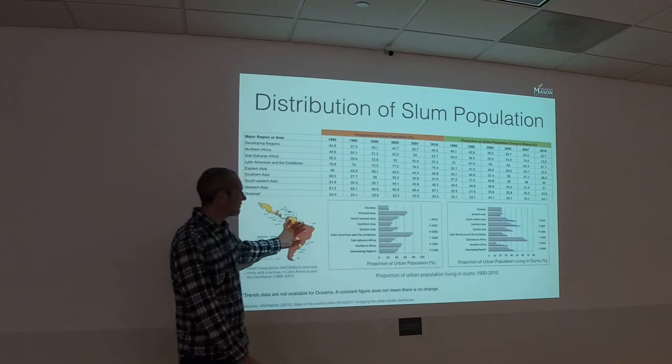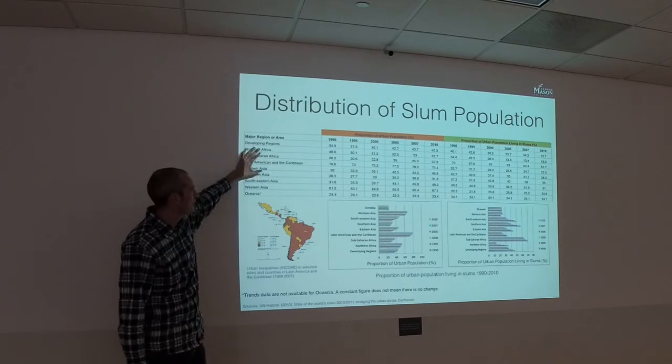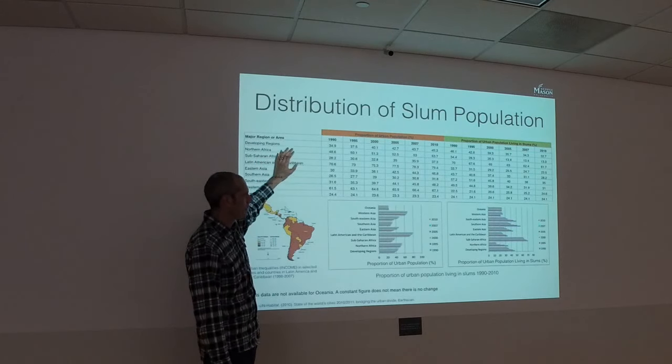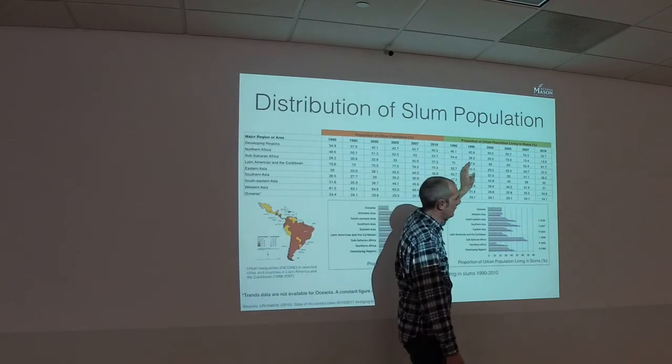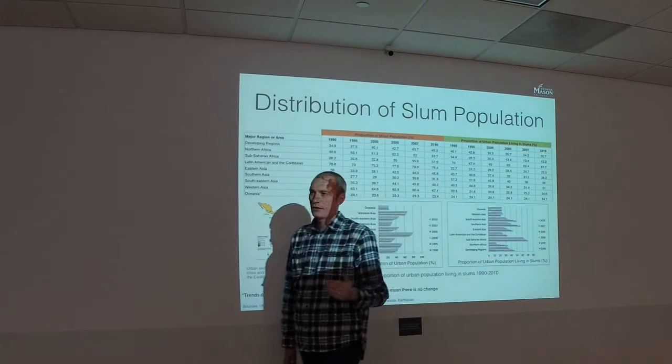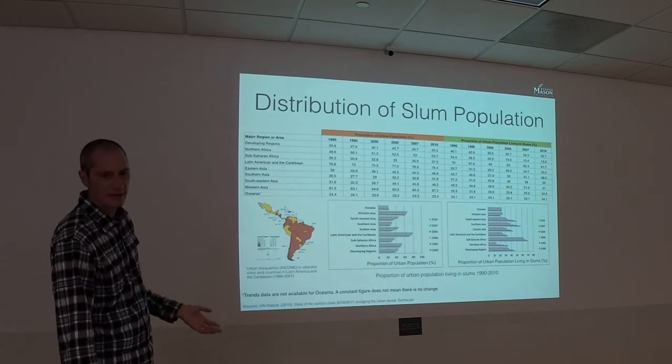Basically, the idea of what I'm trying to show here is the same idea. Slums are growing, cities are growing, more and more people are living in cities, and the proportion of people living in slums is also growing. It's all over the world, and this trend will be increasing.